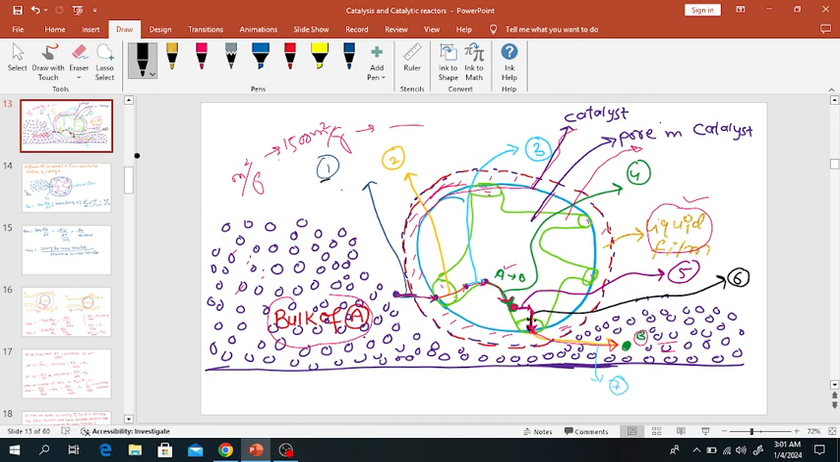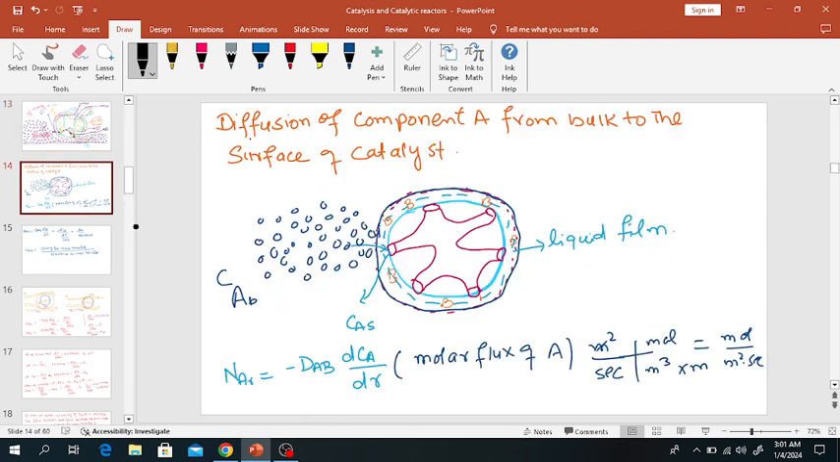So in this lecture we will discuss the first step, which is the diffusion of component A from bulk. This is bulk of A, from bulk of A to the surface of catalyst. This is the catalyst, and this is the surface of catalyst. So diffusion of A through this liquid film around the catalyst. So this is the fluid film or liquid film around the catalyst. Diffusion will take place through this liquid film from bulk to the surface of catalyst. So in this lecture we will discuss diffusion of component A from bulk to the surface of catalyst.